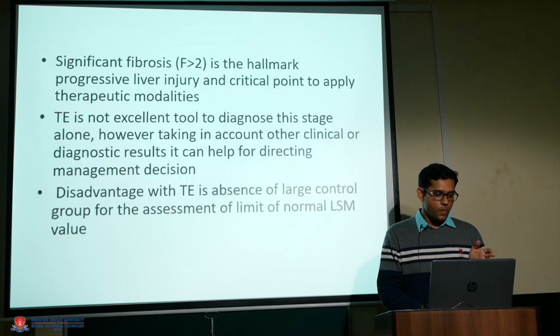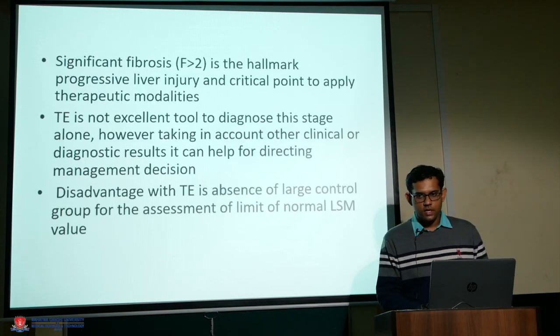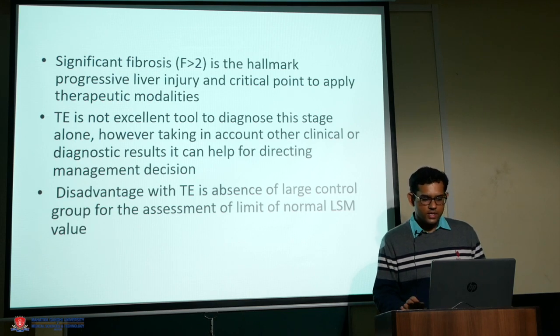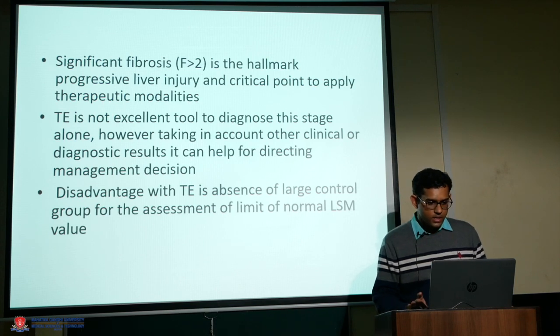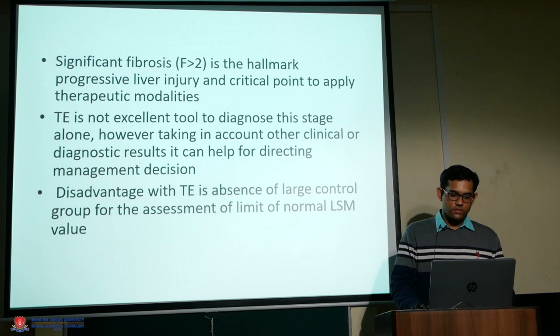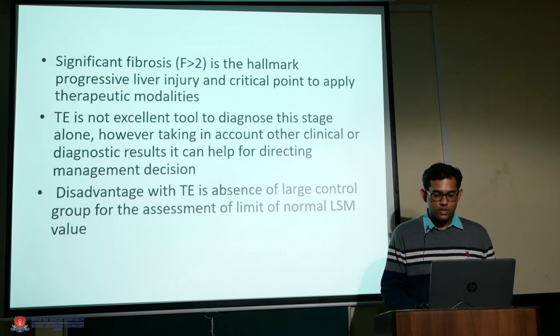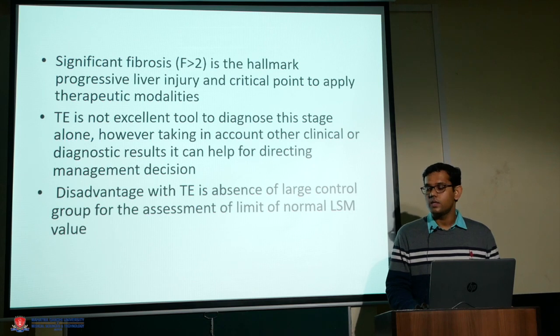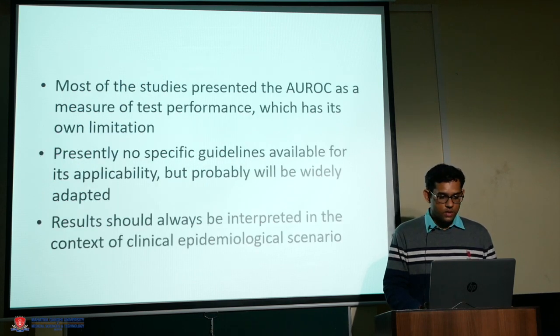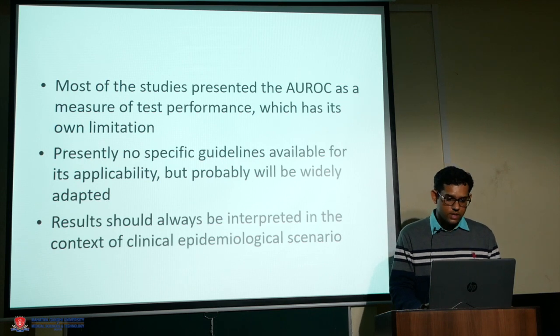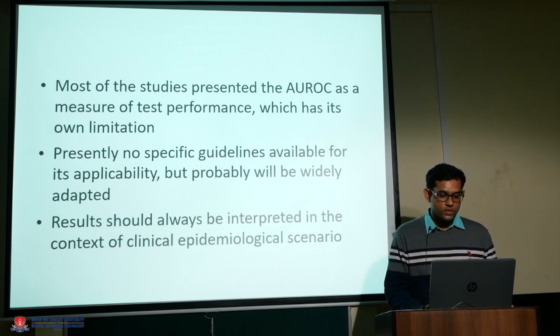Now, to conclude, significant fibrosis, that is stage F more than 2, is a hallmark of progressive liver injury and a critical point to apply therapeutic modalities. Transient elastography is not an excellent tool to diagnose this stage alone. However, taking into account other clinical or diagnostic results, it can help in directing management decisions. The disadvantages of transient elastography are the absence of a large control group for assessment of limit of normal liver stiffness measure values. And most of the studies presented the area under the curve as a measure of test performance, which has its own limitations.